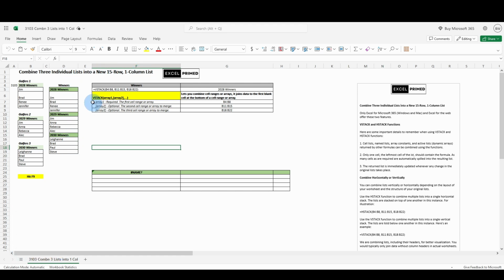We've done this before, did this with HSTACK. We're going to do this with VSTACK. The first concern is, why is this blank? There's no output here. What's going on?